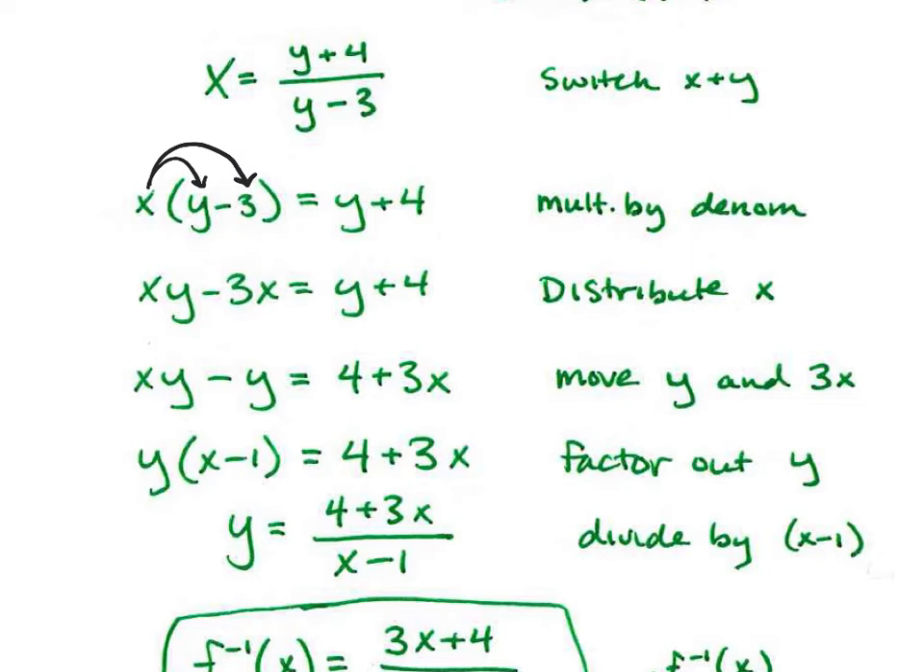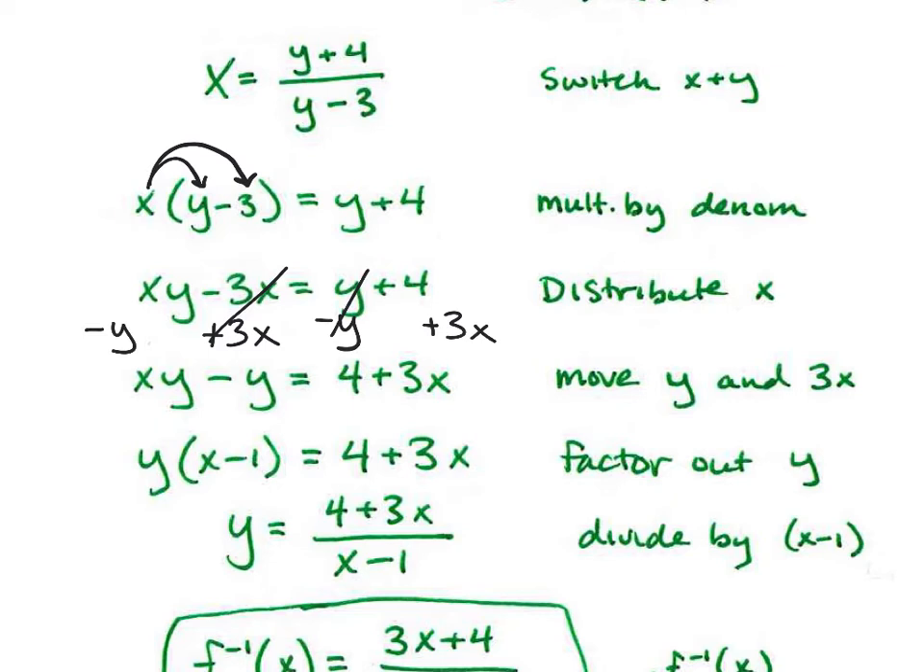I then need to get all of the y's on the same side. So what I did in this next step is I said minus y over here, minus y over here. I also need to get all of the x's on the other side eventually. So I'm going to do plus 3x, plus 3x. The positive and negative 3x cancel. The positive and negative y cancel. Do we see how we got from that step to the next one? We moved the y and we moved the 3x.